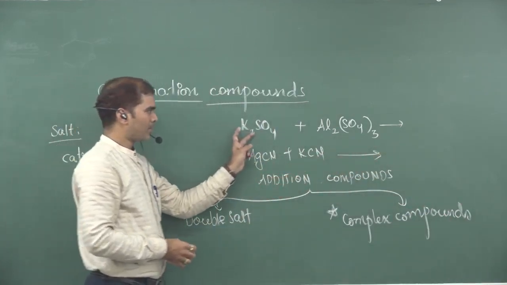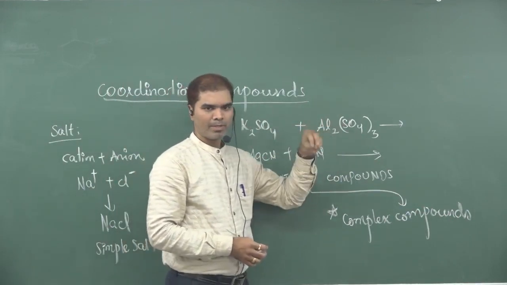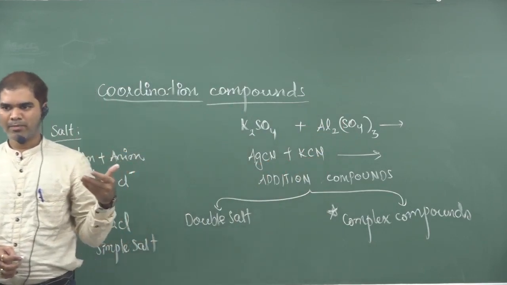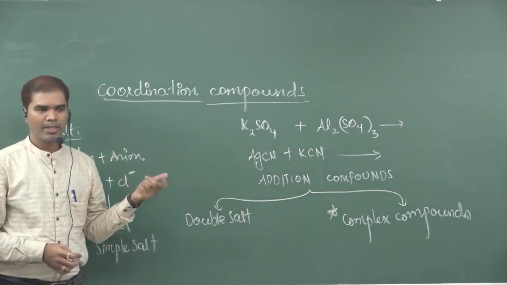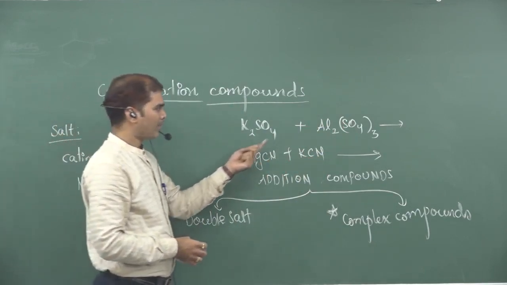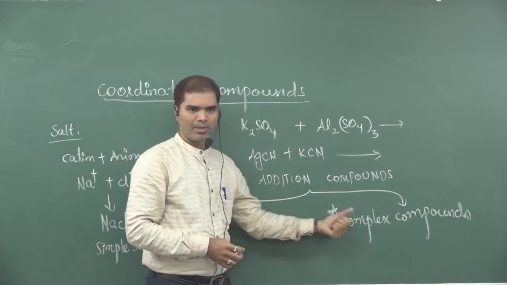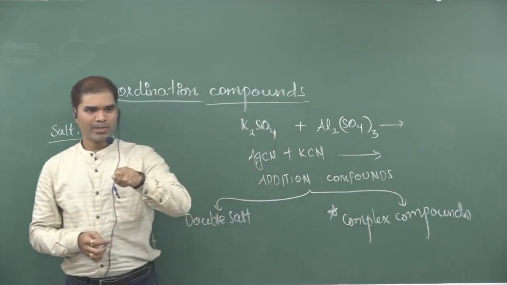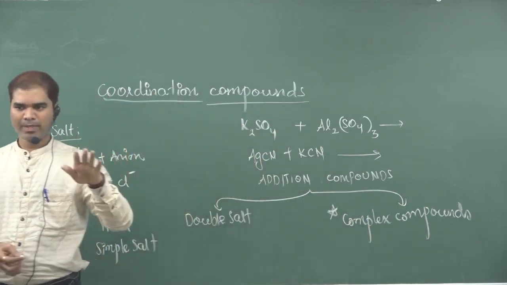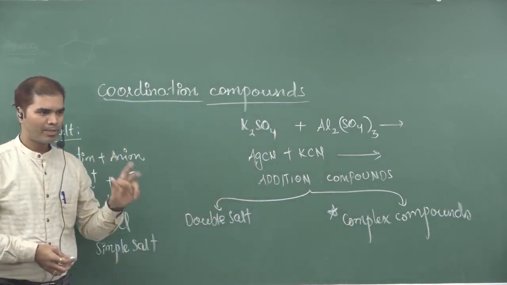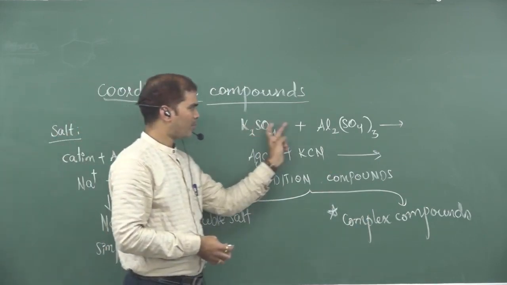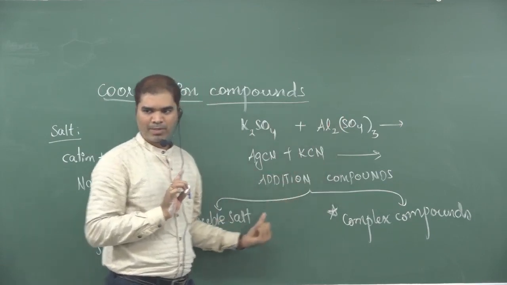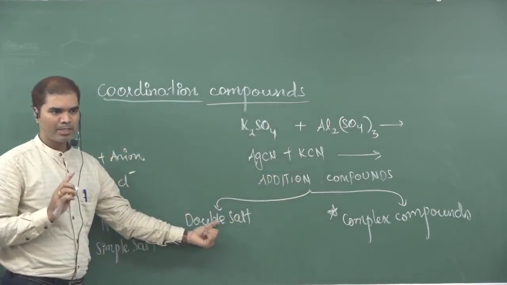Suppose I am taking two simple salts. I am dissolving them into a suitable solvent. Later on I evaporate the solvent. Once I evaporate the solvent, whatever I get, I may call it a double salt or a complex compound. But whatever compound I got, I again redissolve into the solvent. If I get the corresponding cations and anions again, then we call it a double salt.